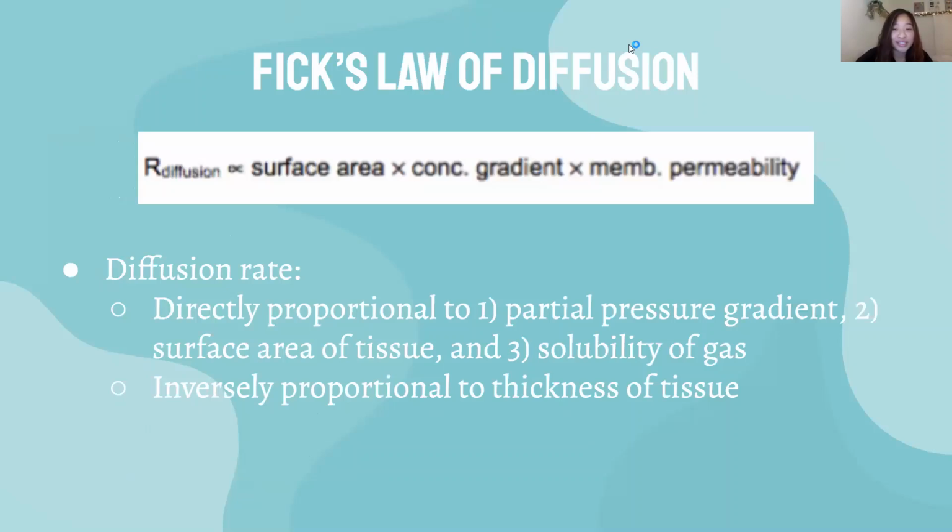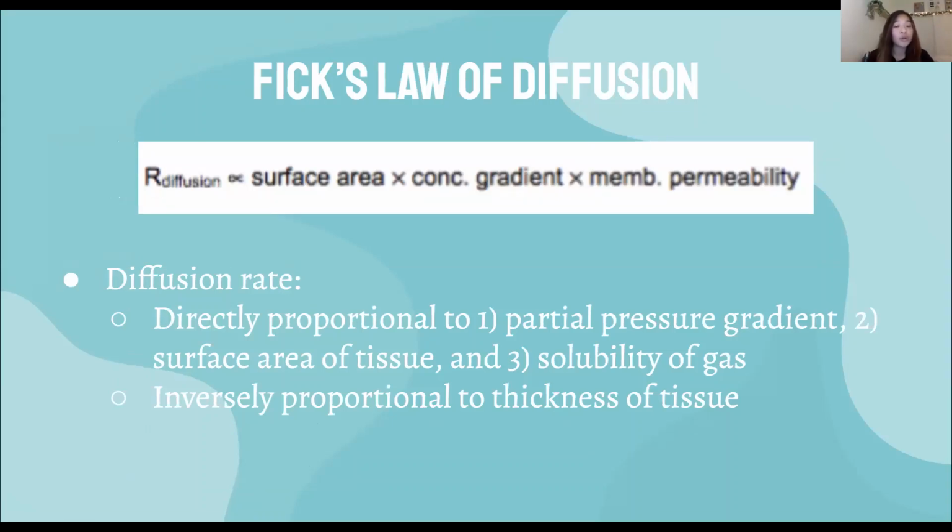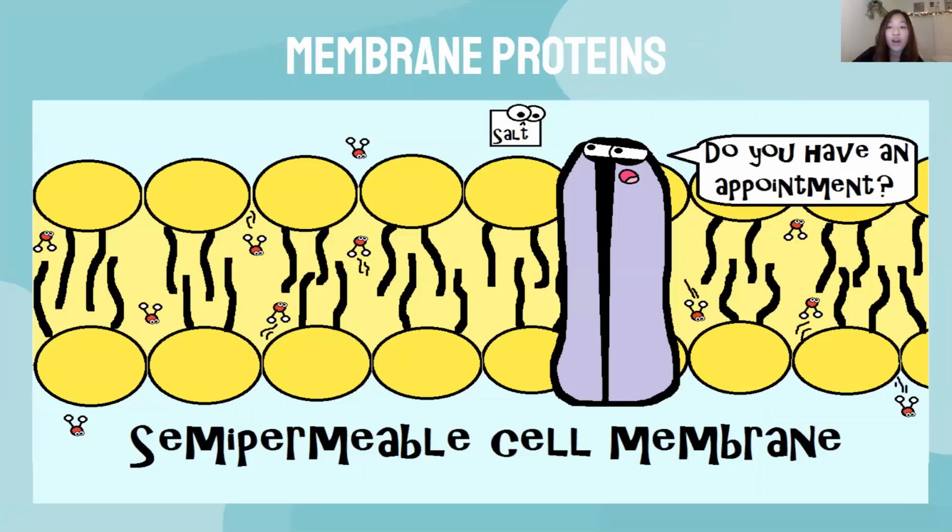All right, and to continue, Fick's law of diffusion states that the movement of particles, or diffusion flux, from high to low concentration is proportional to the particle's concentration gradient, the surface area of the tissue, as well as the solubility of the gas. And it is also inversely proportional to the thickness of the tissue. All right, so let's move on to membrane proteins.